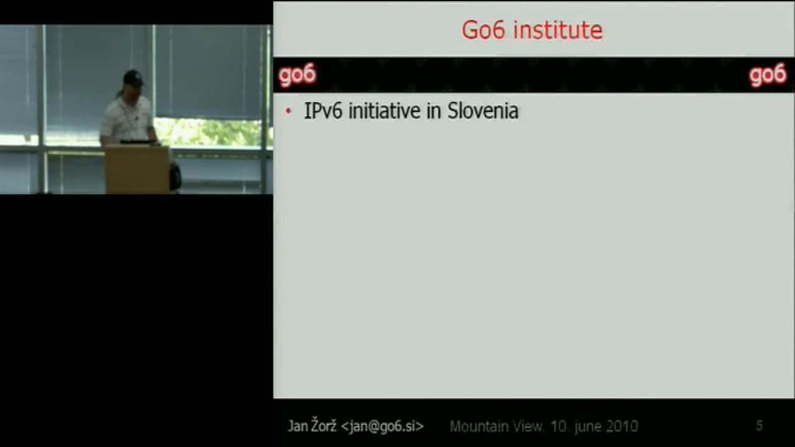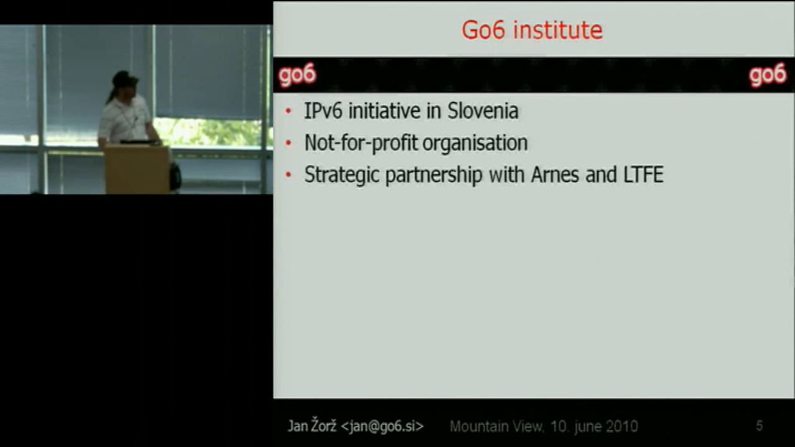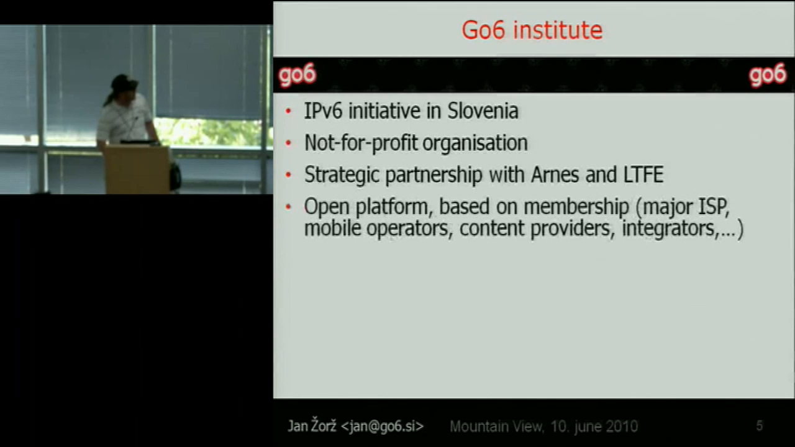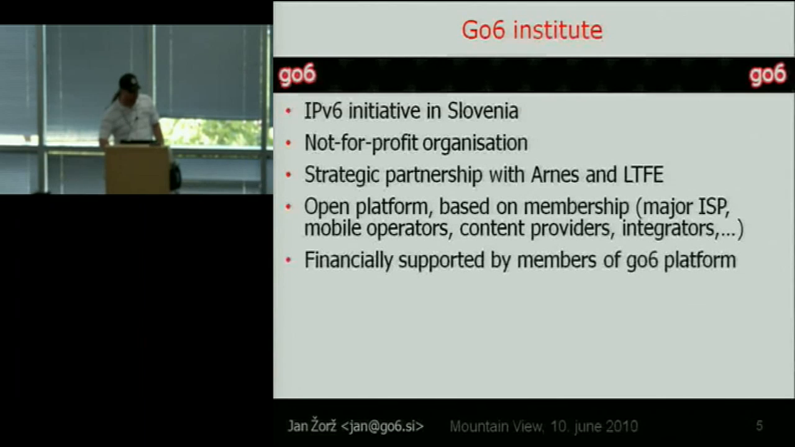So we founded the Go6 Institute, like an IPv6 initiative in Slovenia. We are 2 million people. We are a small nation. We literally know each other. We are a not-for-profit organization, and we have a strategic partnership with ARNES and LTFA. ARNES is our academic research network, and LTFA is a laboratory for telecommunications at the faculty of electrotechnics. And we are an open platform. We're based on membership. We have all major ISPs, mobile operators, content providers, and integrators, and everybody else aboard.